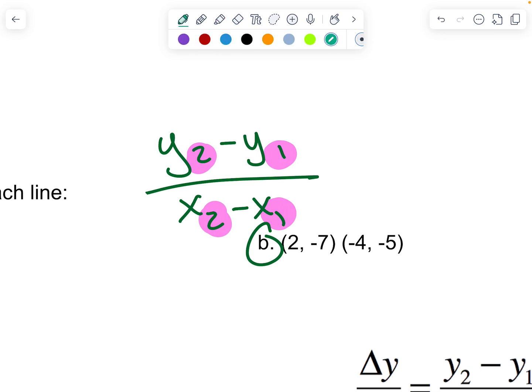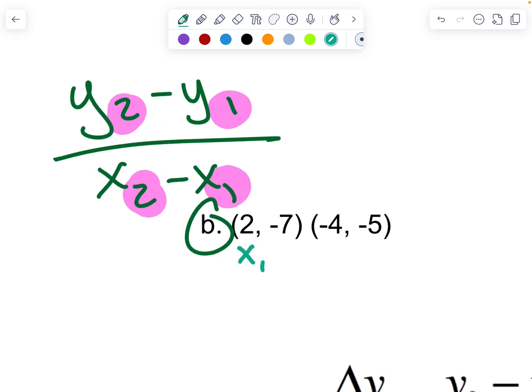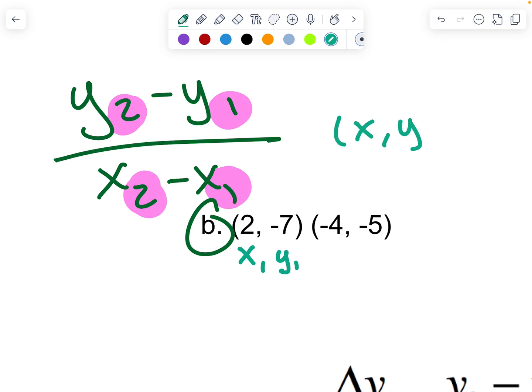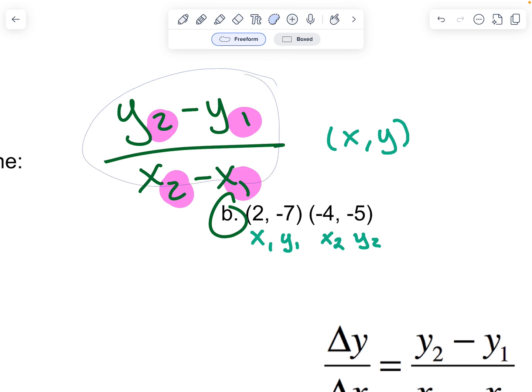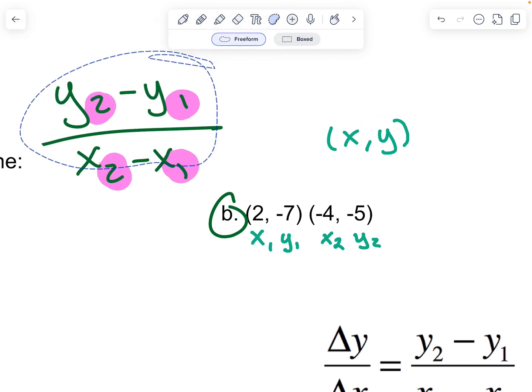So what I'm going to do is I'm going to call this first point my first one. So this is the x of my first point, so I'm going to call that x1. And this is the y of my first point, so I'm going to call it y1, right? Because every point is an xy point. And then here, x2, y2. So those are the numbers I'm going to plug into this little formula over here. That will give me my slope.